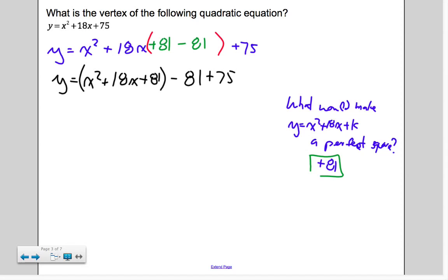So we know that we factor this. What do we get? We get x plus 9, quantity squared, x minus 6. And what's minus 81 plus 75? Minus 6. Nice. You can skip the middle stuff.